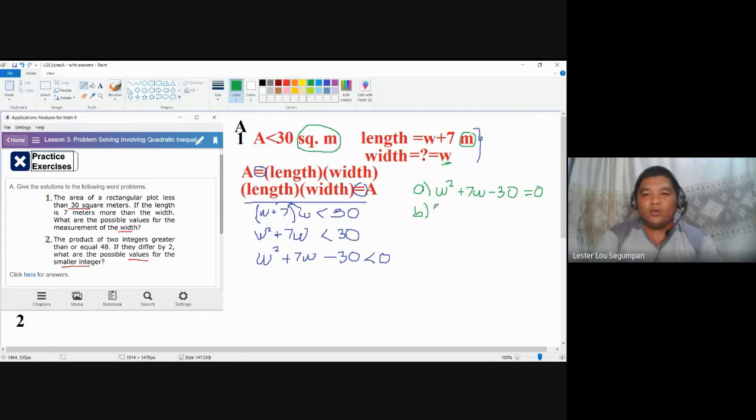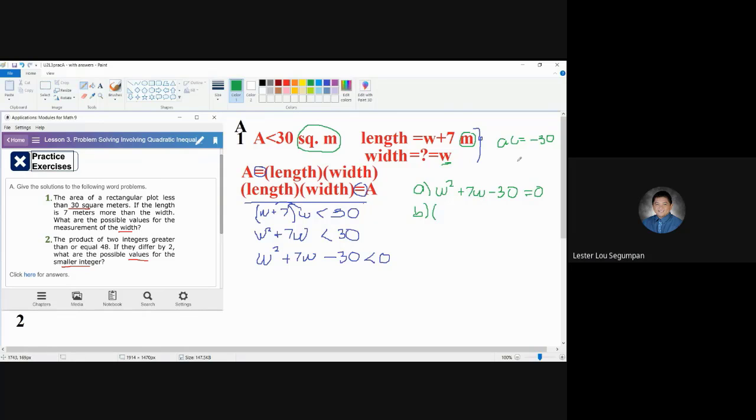Second step is to find the roots for this representative quadratic equation, not for this yet. So we can factor this the AC way. 1 times negative 30 is negative 30. And look for the factors of negative 30 which, if added, will result to positive 7. That is actually positive 10 and negative 3. 10 times negative 3 is negative 30. And if we add the 2, 10 plus negative 3, we will have positive 7, the numerical coefficient of the middle term.